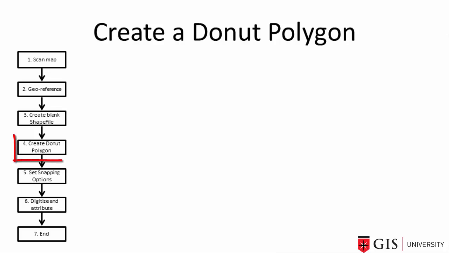Okay, we're at the Create Doughnut Polygon box in the flowchart. Now, a doughnut polygon is a term that I use to describe a polygon with a hole in the middle. It is going to provide us with a crisp edge to digitize our map against.